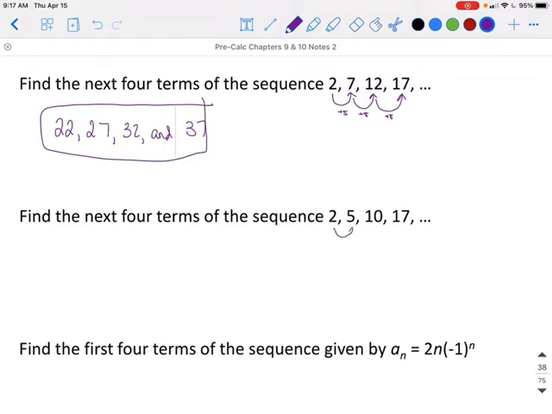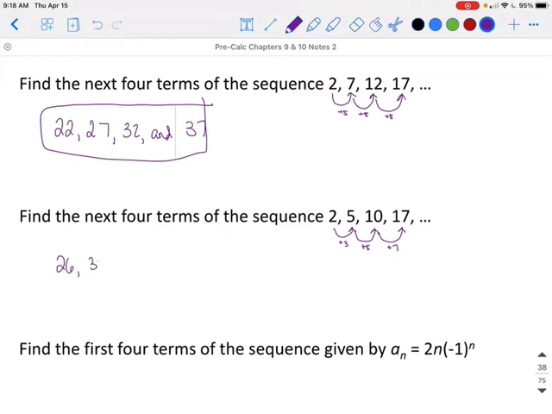In the next set, they're adding 3 to get from 2 to 5. They're adding 5 to get from 5 to 10. Then they add 7 to get from 10 to 17. So if we continue the pattern, next time we should add 9, which will get us to 26.